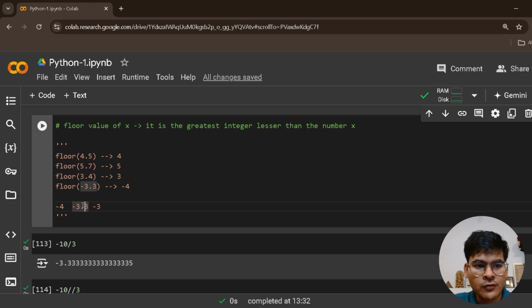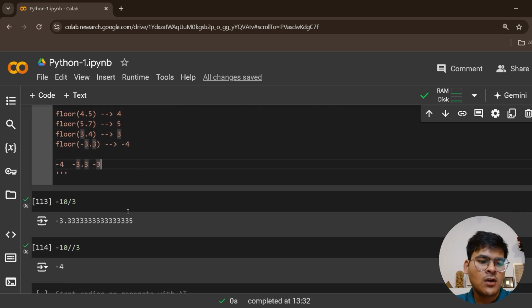So in this range, what is the lower integer? On the left, you will always go on the left. The first integer on the left of a number is the floor value of it. And this is also called a ceil value, the right value, which you will understand going forward. So that's why the floor value of minus 3.33 is minus 4. And this way, you can understand the floor value of negative numbers.